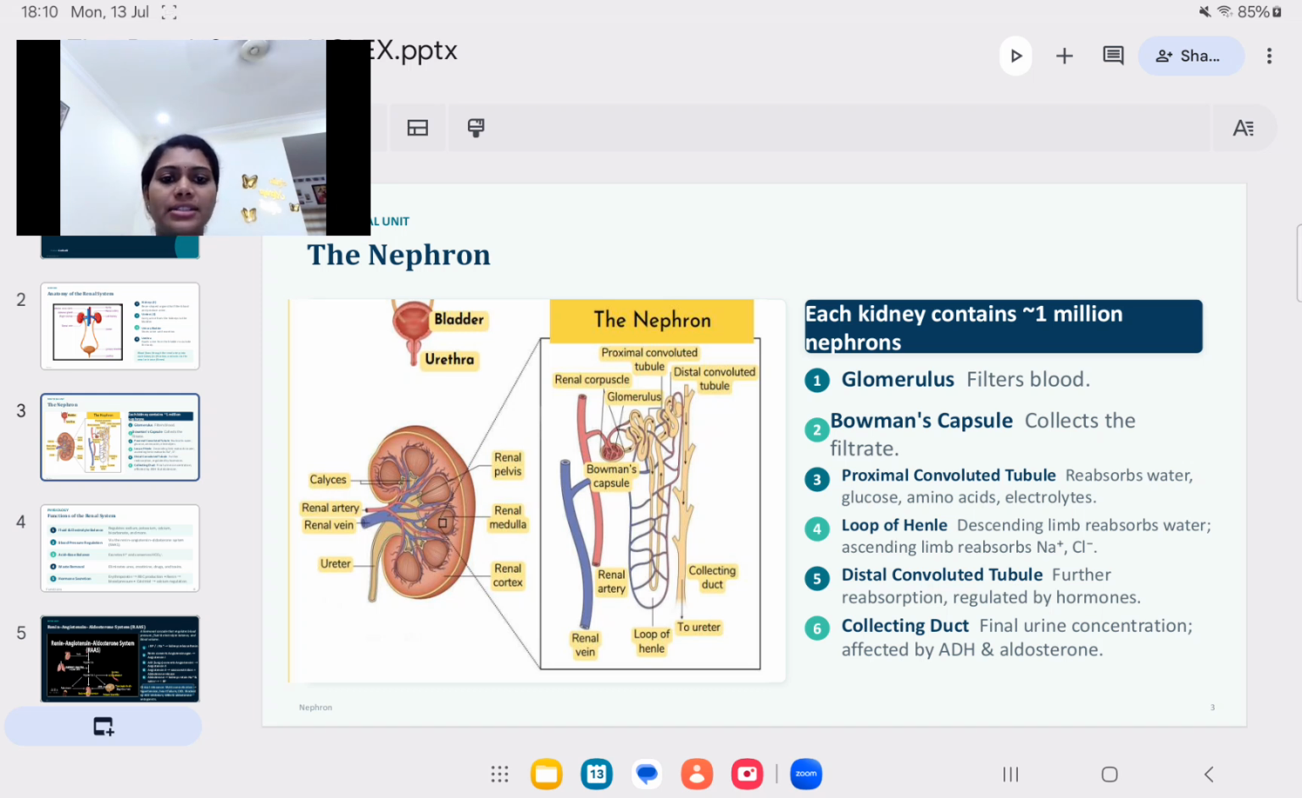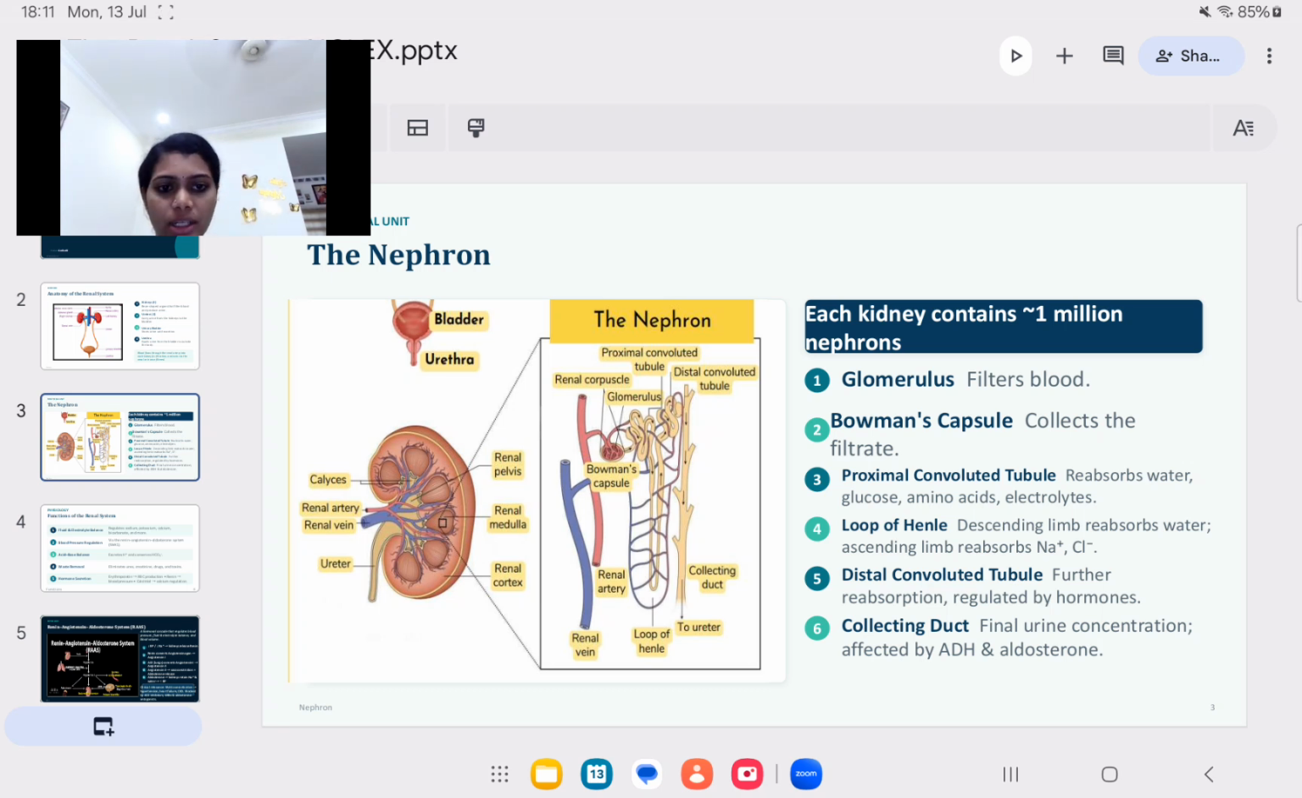And there is an elongated tube. It is the proximal convoluted tubule. It helps in the reabsorption of water, glucose, amino acids, and electrolytes. All the water content, glucose, amino acids, and electrolytes are reabsorbed into the blood in the proximal convoluted tubule. And the filtrate then goes through the loop of Henle. In the descending limb, water, sodium, and chloride are also reabsorbed.